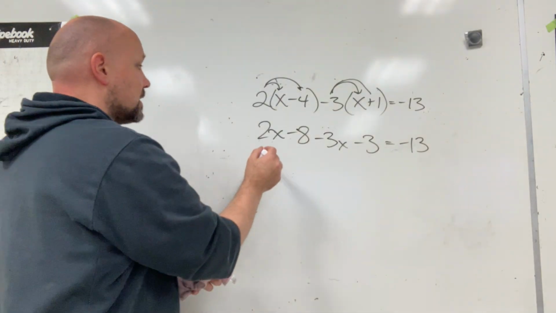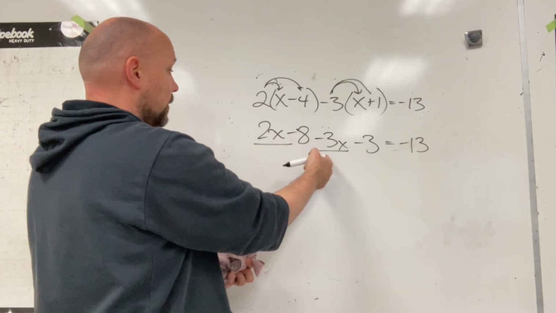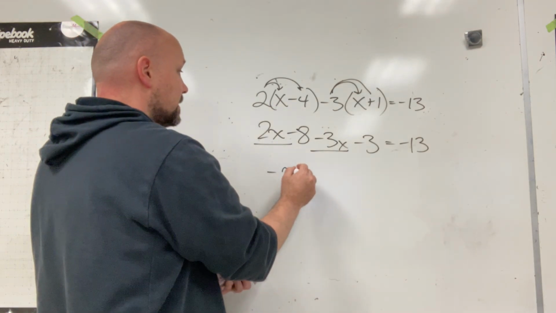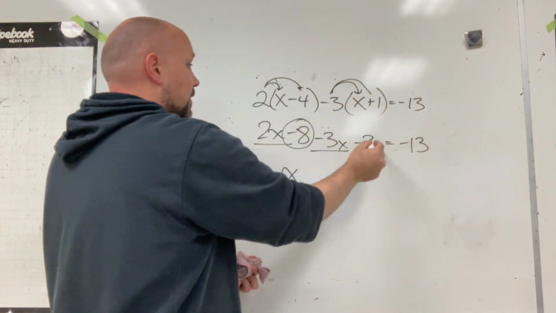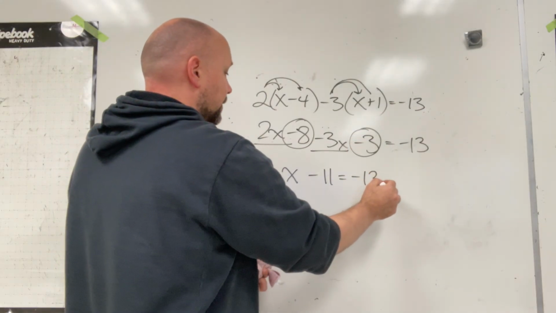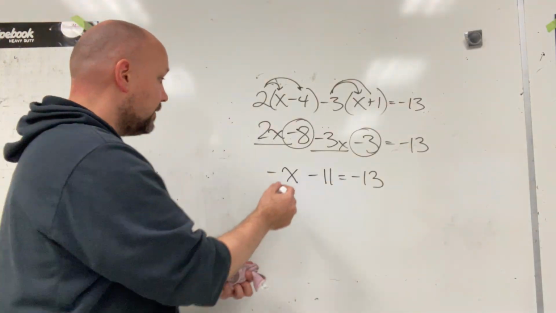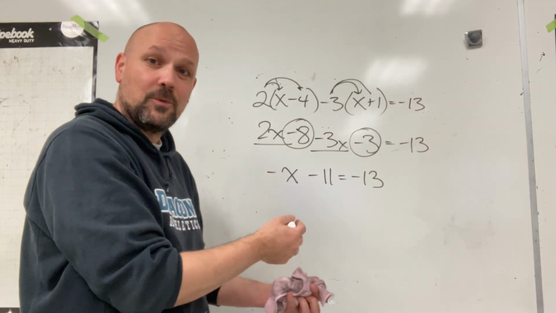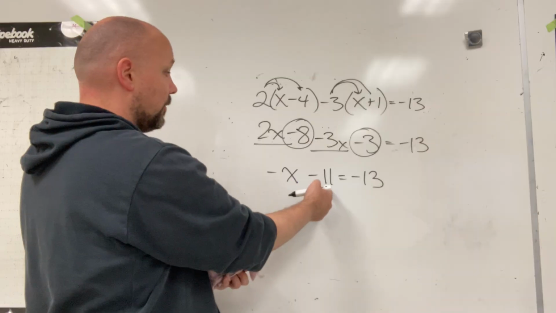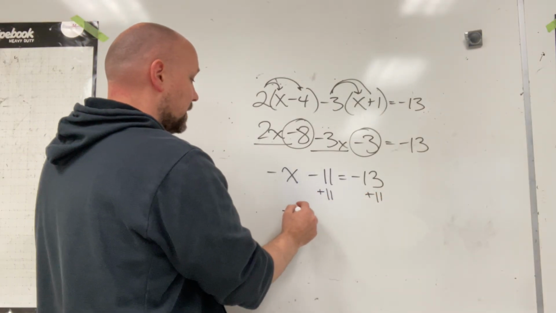And now we can collect some like terms, because we can do that now, right? So 2x take away 3x, that's negative 1x. And then negative 8 minus 3 is minus 11. All right? So now I have negative x minus 11. This is kind of like what we had in the last question, right? So we got to get rid of minus 11. So we're going to add 11 to both sides.